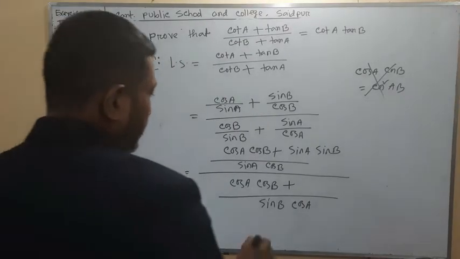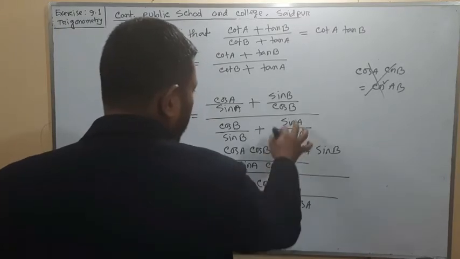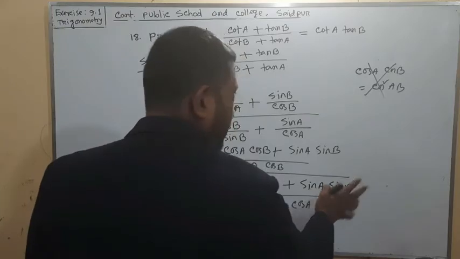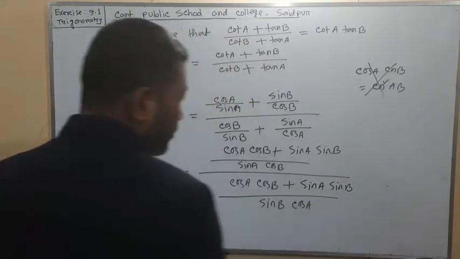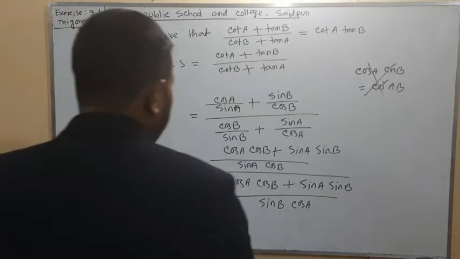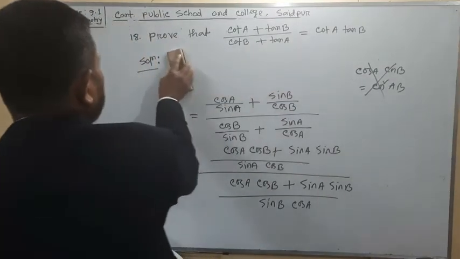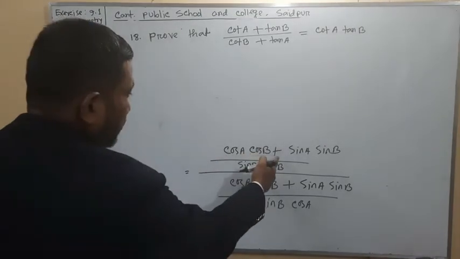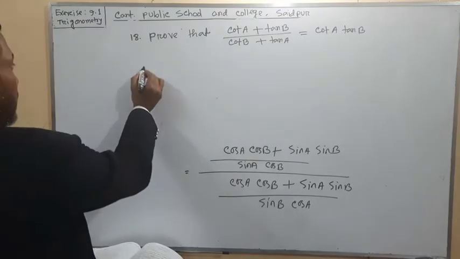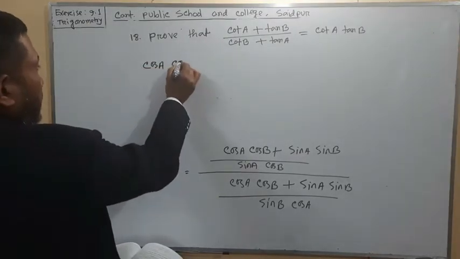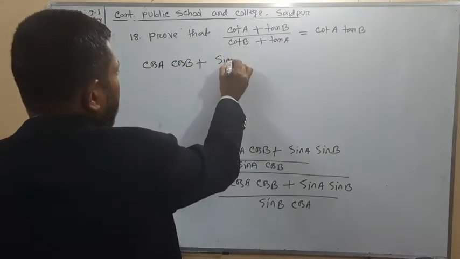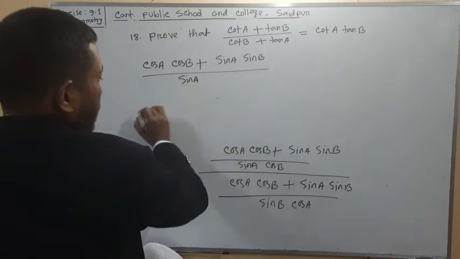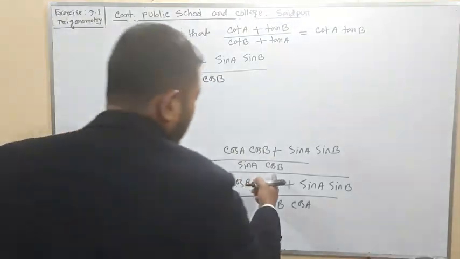Similarly, if we divide this sin B into cos A by cos A, we get sin B and sin A multiplied, that is sin A sin B. Similarly, we cannot write here sin square AB. This is not right. Here sin A and sin B will not multiply each other. So we get cos A cos B plus sin A sin B divided by sin A cos B.